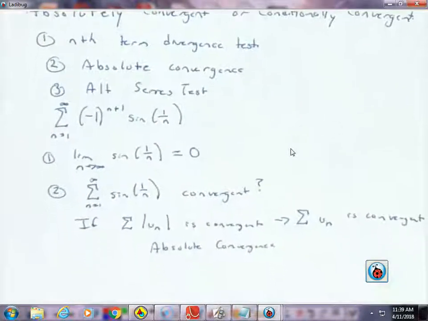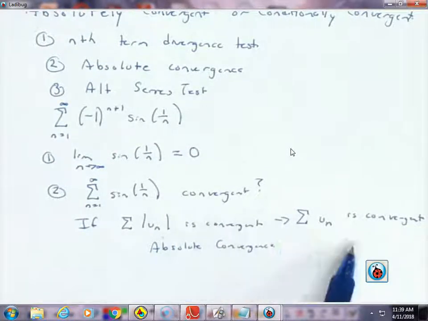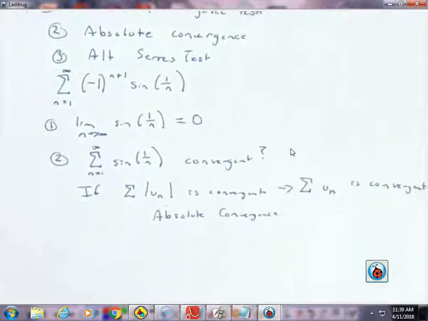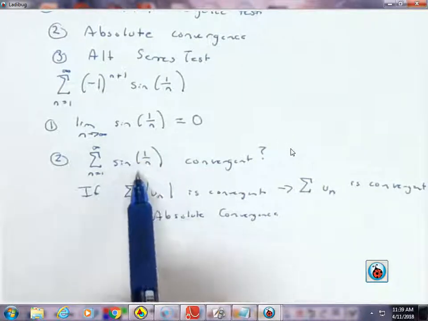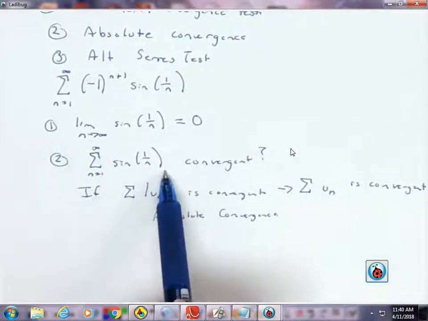But if the absolute value one doesn't converge, but it does if it alternates, that's what conditionally convergent is. Okay, so absolute convergence means that it converges whether it alternates or not. So what I'm going to do is try to figure out what this does. Instead of looking at the alternating, we're going to look at the positive.